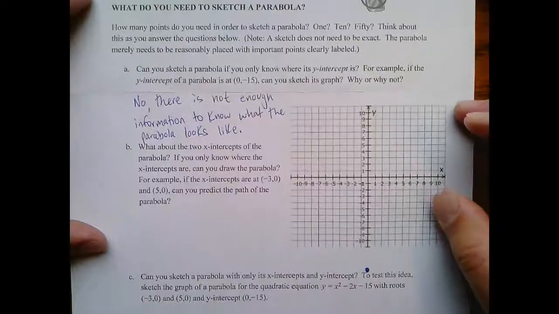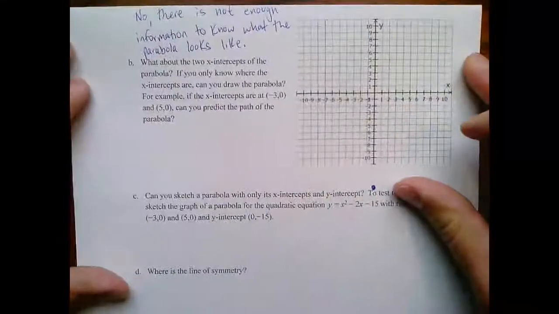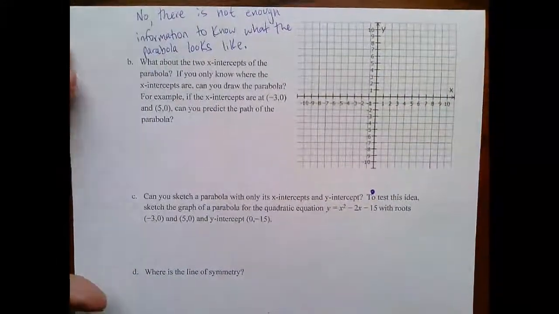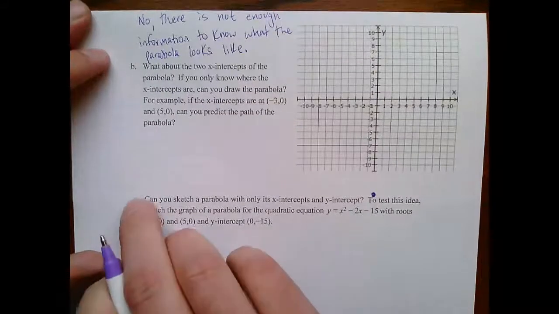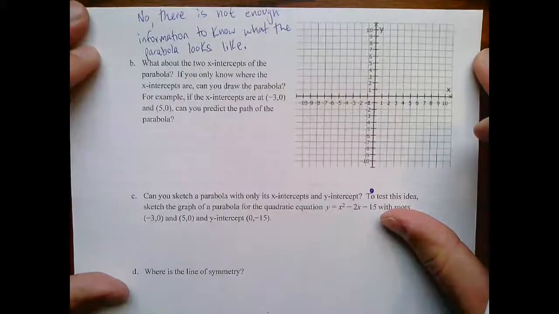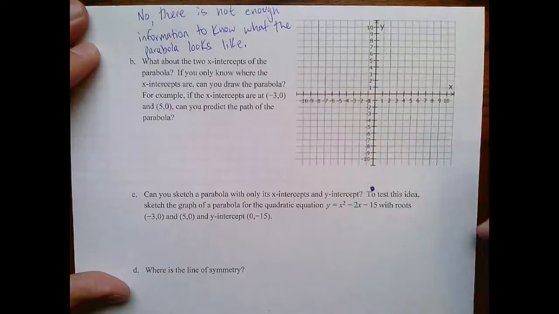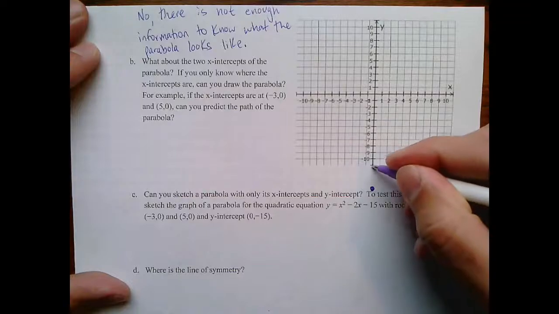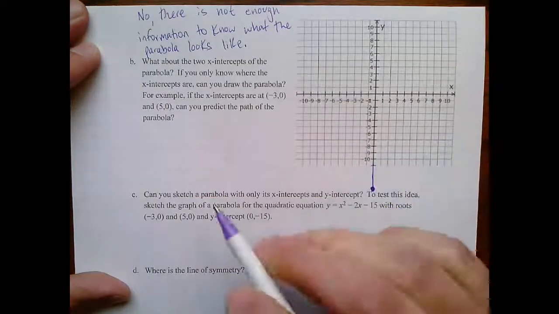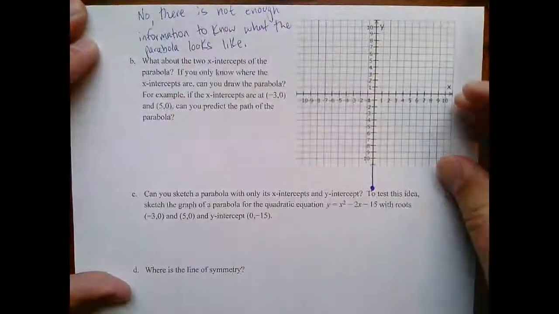Let's keep moving. If we move on, I'll fold my paper so that we can see the bottom questions. Here it says, what about the two x-intercepts of the parabola? If you only know where the x-intercepts are, could you draw the parabola with that information? For example, if the x-intercepts are at (-3, 0) and at (5, 0), can you predict the path of the parabola? So let's graph these really quick. Again, that was a y-intercept. It was supposed to be on the y-axis if we extended the y-axis downwards. These are going to be on the x-axis. They are the x-intercepts. How you know that is because the y-coordinate is 0.